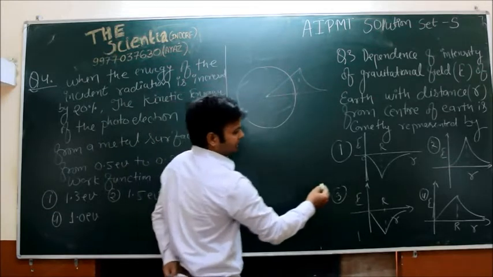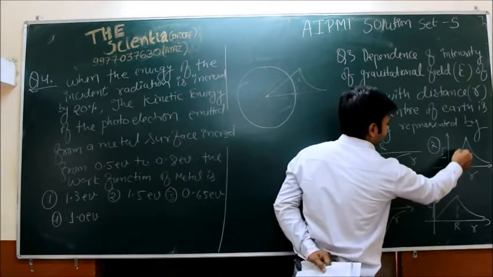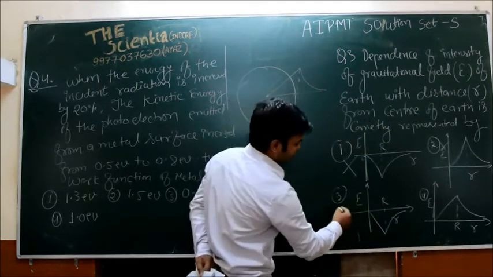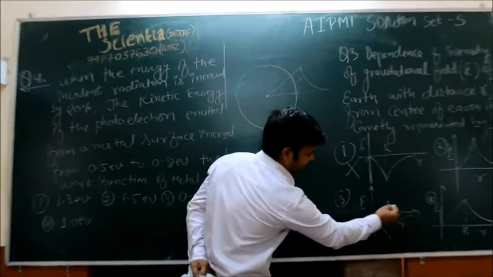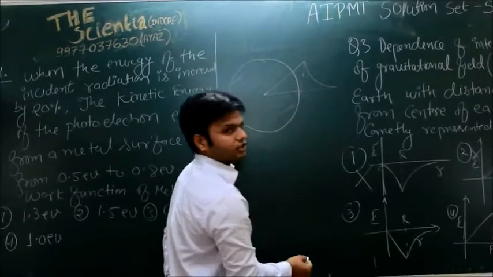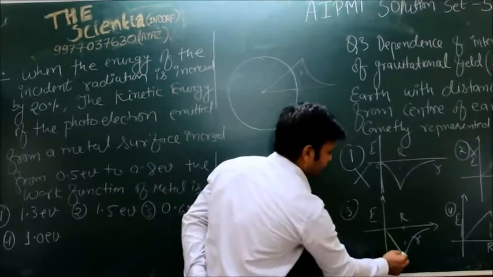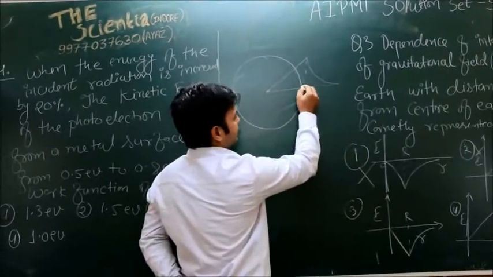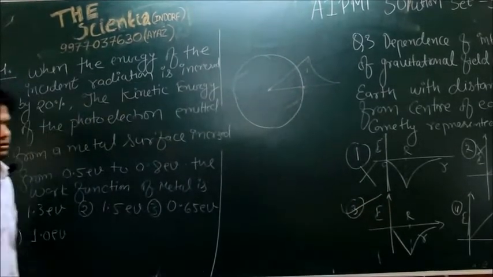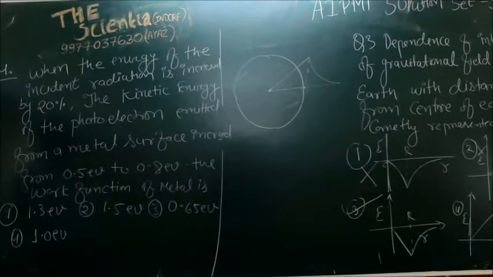So the correct graph will be, this one is not correct because this graph is curved. This one is also not correct, this graph is curved. So the third and fourth are candidates. The correct representation is that as we move away from the Earth, the field intensity will decrease, but the direction of the field will be opposite. So the correct graph is directly proportional up to the periphery, then away from the periphery it is inversely proportional. So the correct graph will be 3.